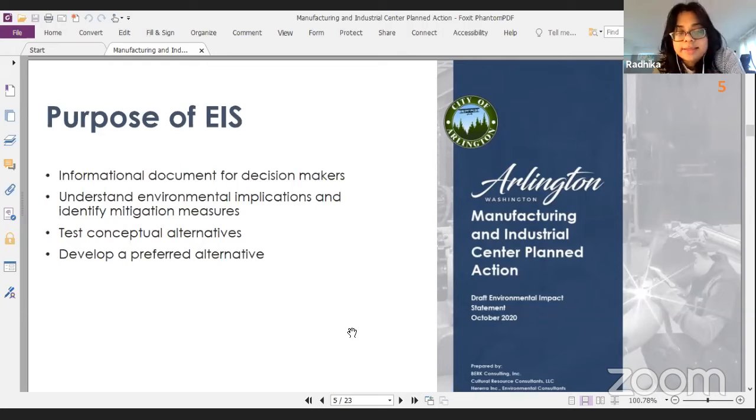And the purpose of the EIS is to be an informational document for decision makers. It identifies environmental implications and any mitigation that can address these implications. As I mentioned earlier, we also test some conceptual alternatives to identify these implications, and we'll mix those alternatives together or mix components together to develop a preferred alternative as an iteration of the draft EIS, and that would be a final EIS that will be developed later.